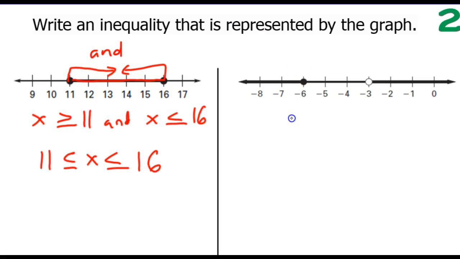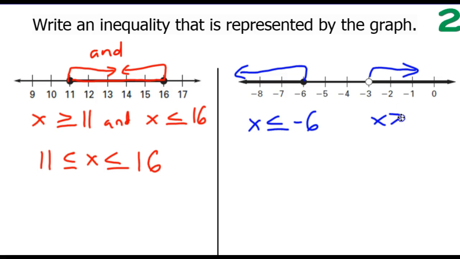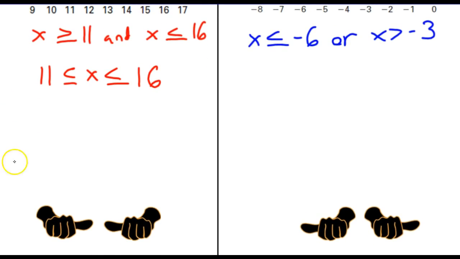Here we have a closed circle. This one is pointing to the left, so less than or equal to. X is less than or equal to -6. Here we have an open circle pointing to the right, so we have x is greater than -3. They're pointing in different directions, so I know that this is an or inequality. Another way to remember it: for and, if we put our thumbs together, they're going to meet in the middle. For or, our thumbs are going out to the sides.